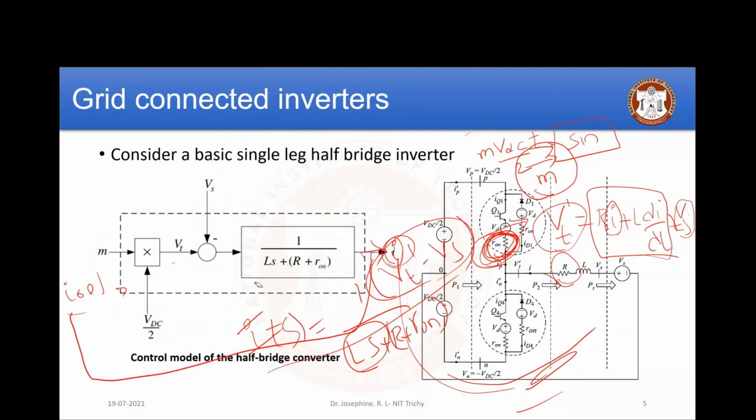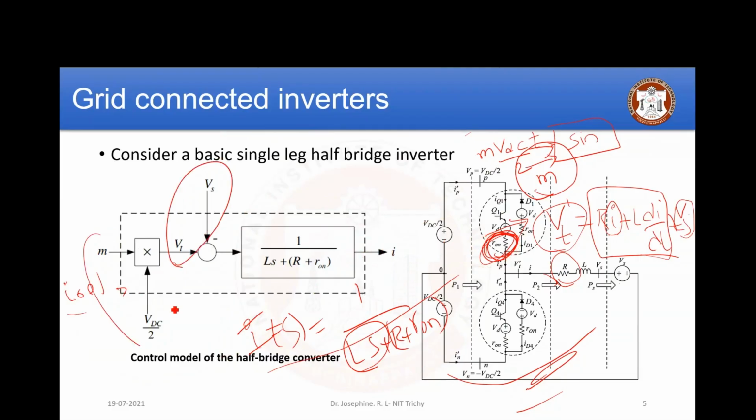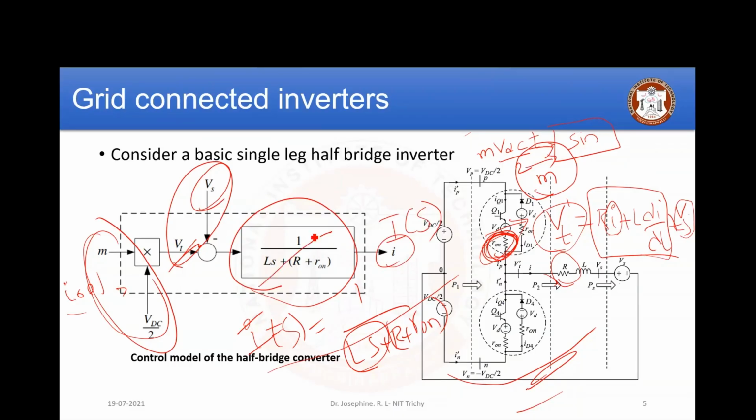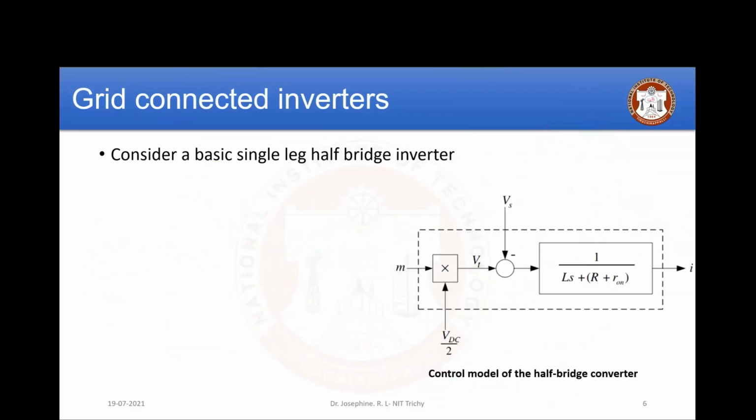If you just take only till this part, let us ignore the current. As I said, Vt minus Vs, where M VDC by 2 is nothing but my terminal voltage. If you subtract the source voltage and divide by this, then you will get your I of S. Okay. Now, what I want is to inject a specific amount of current into the grid. See here, I'm not going to bother about the model of the inverter. Here my plant itself is this one, 1 by (Ls plus R on). So this is what I thought of explaining.